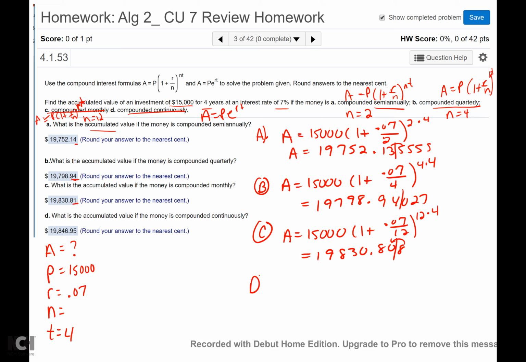And then for A per t, you have A equals the principal, 15,000, e to the rate, 0.07, times t, which was 4 years. So if I type that in, 15,000, second e, caret, parentheses, 0.07 times 4, close the parentheses, and I get 19,846.95. Okay, so which is the better deal? Compounding continuously, if nothing else, if other variables stay the same.